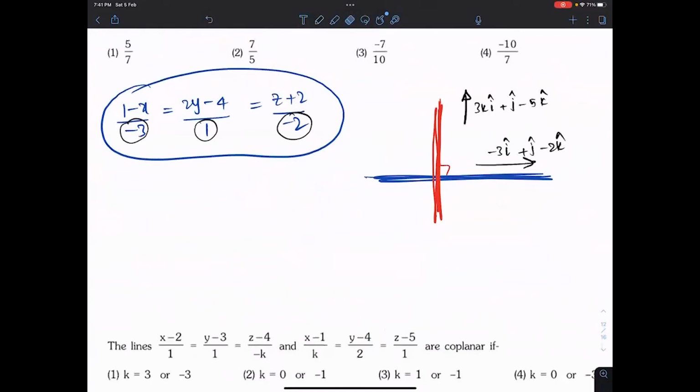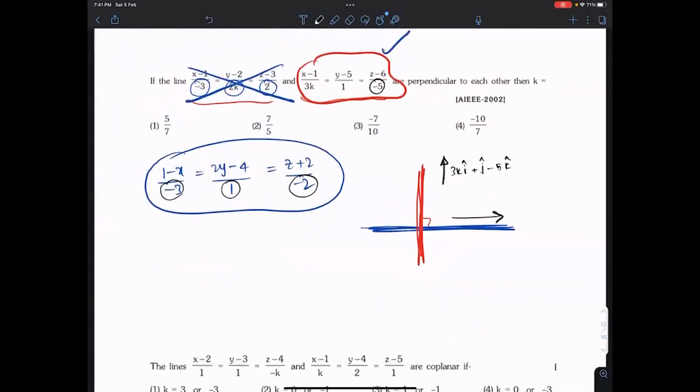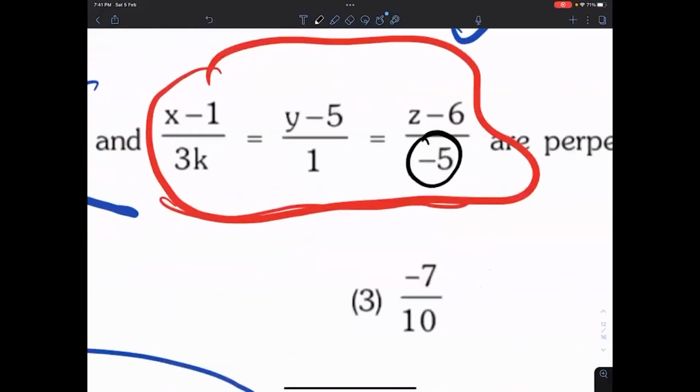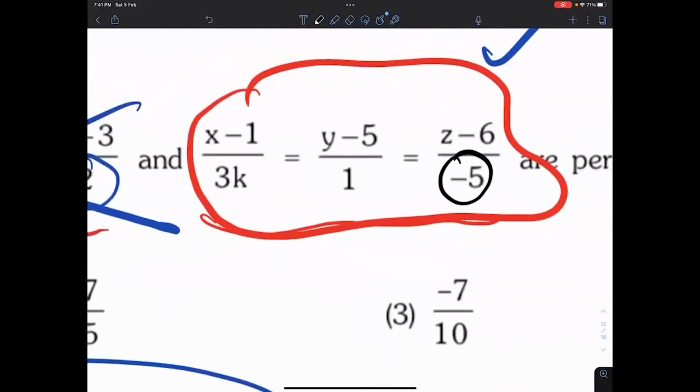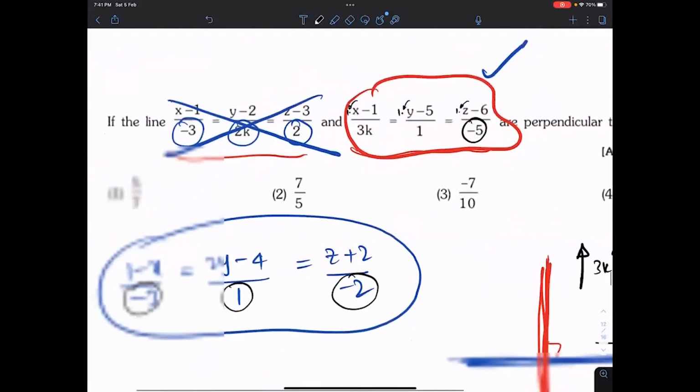Because before writing the direction, the main thing which you need to take care of is that the line is in standard form. Whenever a line is in standard form, the coefficients of x, y, and z in the numerator must be 1. The coefficients must be 1. Then only we say the line is in standard form. Here, is it 1? No.